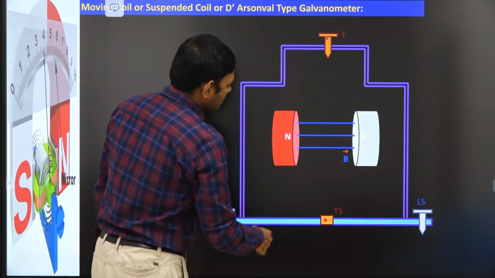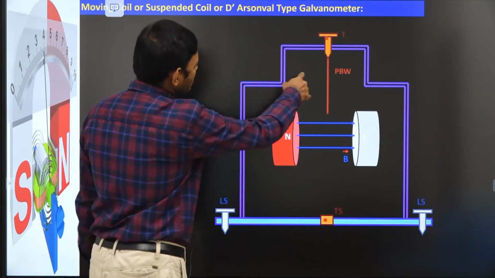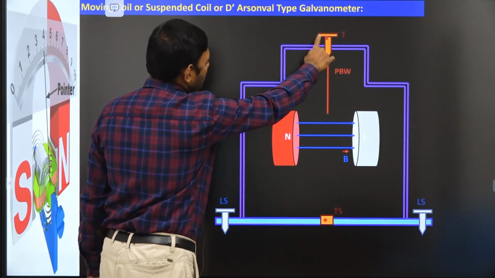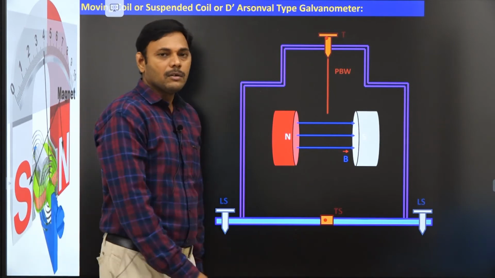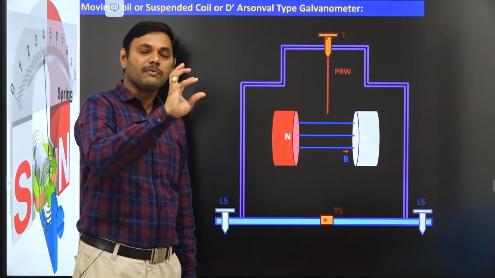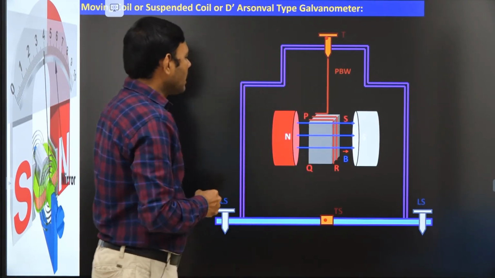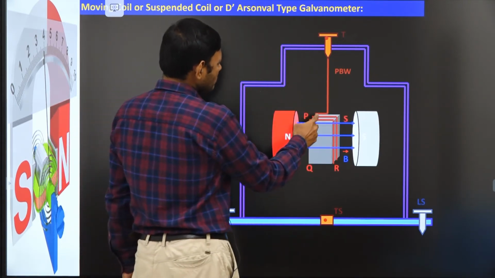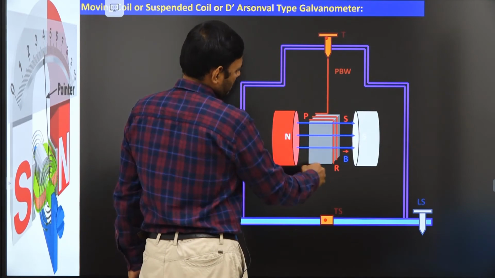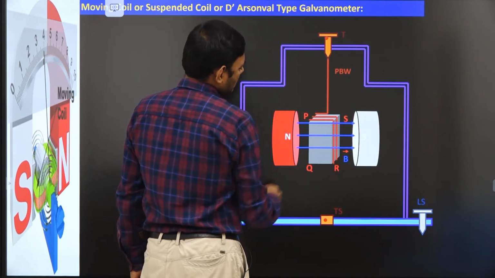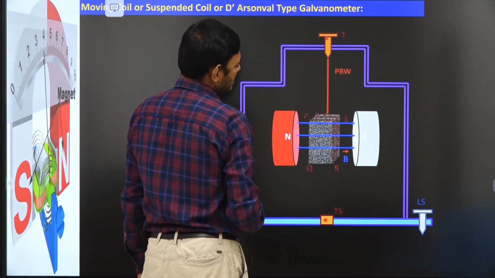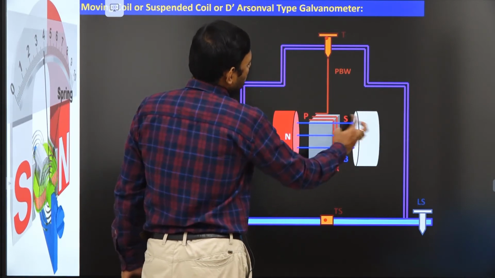And here this is PBW, phosphor bronze wire, which retains its original position easily. And this is phosphor bronze wire. And this is a coil. This is the coil. So see the coil once again, students. This is the coil kept in between two permanent magnets.